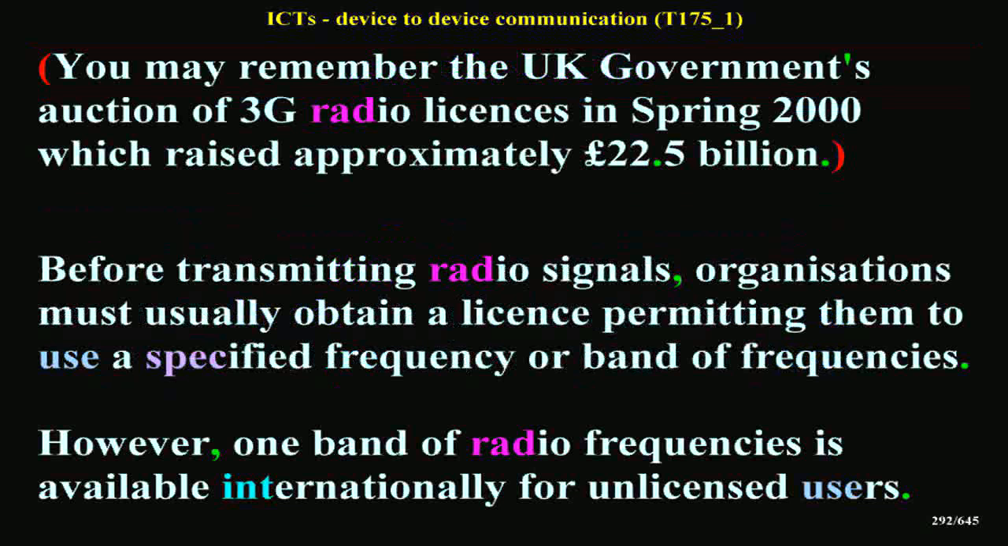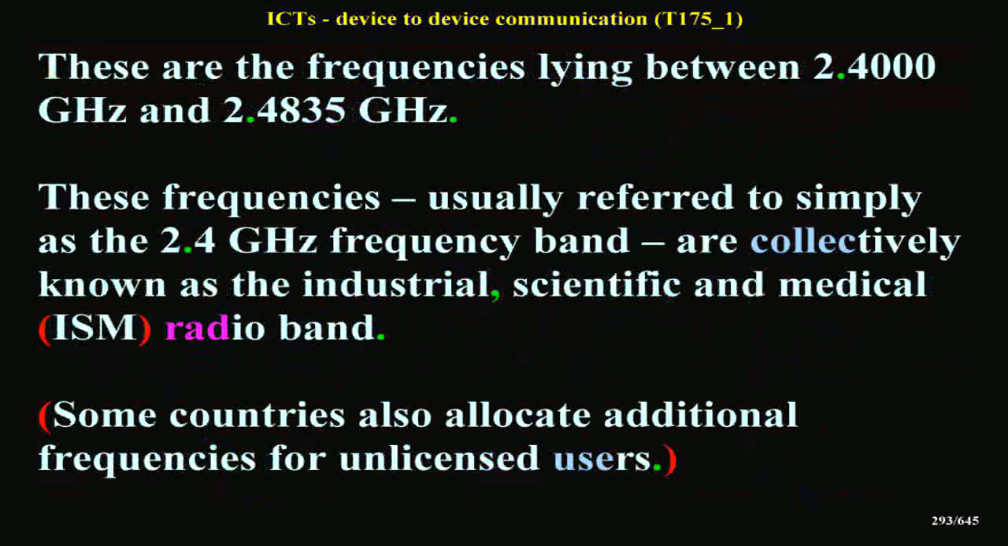Before transmitting radio signals, organizations must usually obtain a license permitting them to use a specified frequency or band of frequencies. However, one band of radio frequencies is available internationally for unlicensed users. These are the frequencies lying between 2.4000 GHz and 2.4835 GHz. These frequencies, usually referred to simply as the 2.4 GHz frequency band, are collectively known as the industrial, scientific and medical (ISM) radio band. Some countries also allocate additional frequencies for unlicensed users.